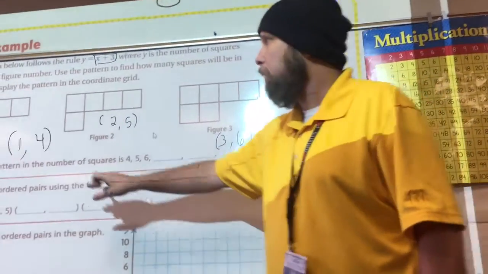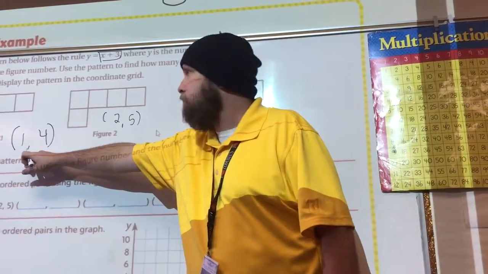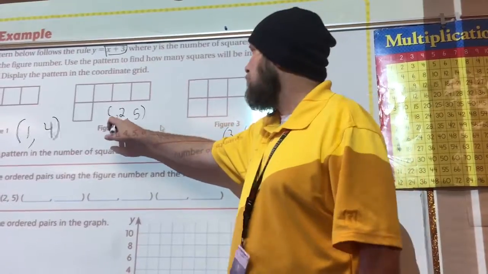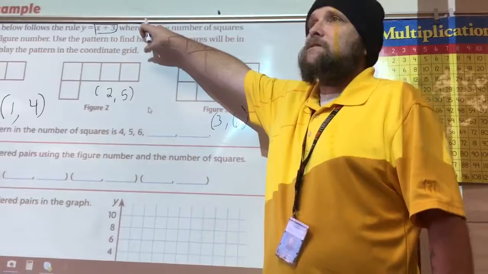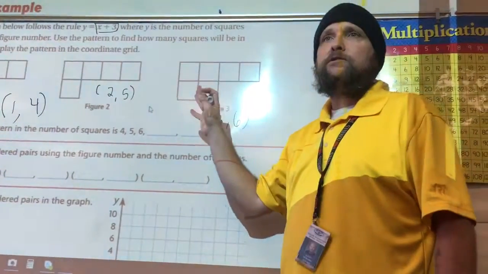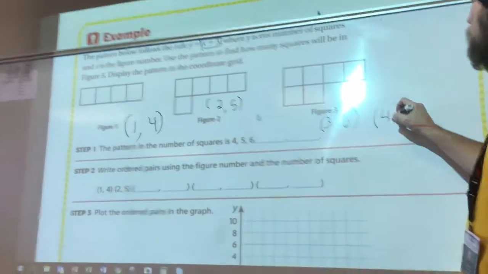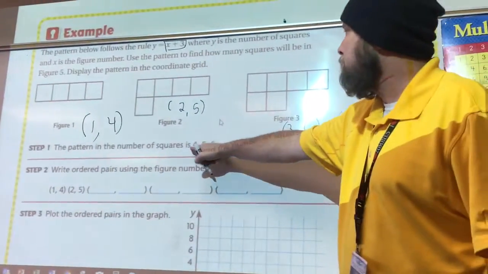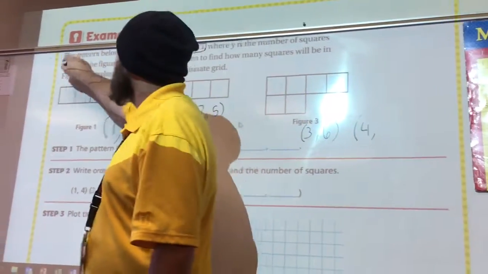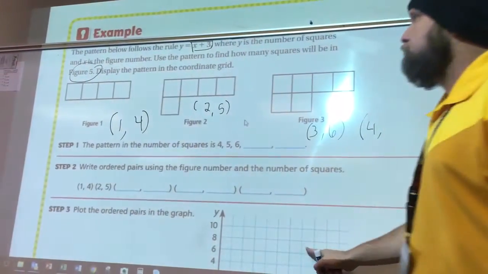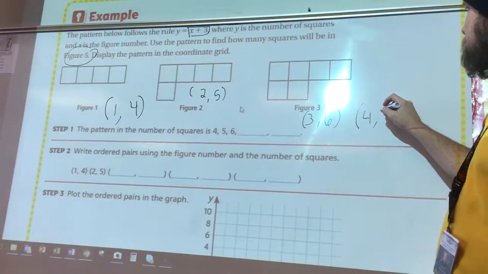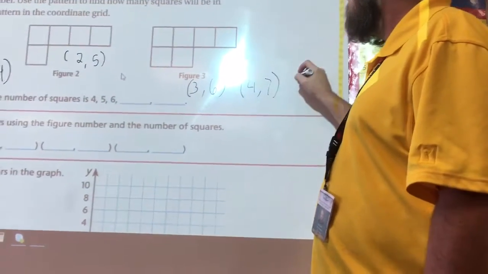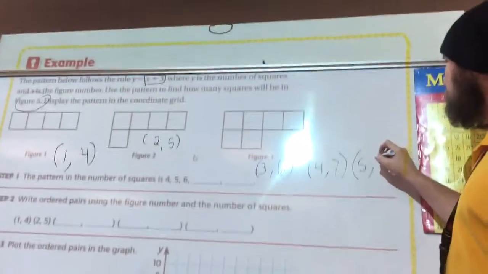X plus 3. 1 plus 3 gave us 4, ladies. 2 plus 3 gave us 5. 3 plus 3 gave us 6. If you'd read this, you don't even have to draw the other pictures. Our x is 4 because it wants us to take it out to figure 5. Then we're going to put it in this coordinate grid. 4 plus 3 is 7. 5 plus 3 is 8.